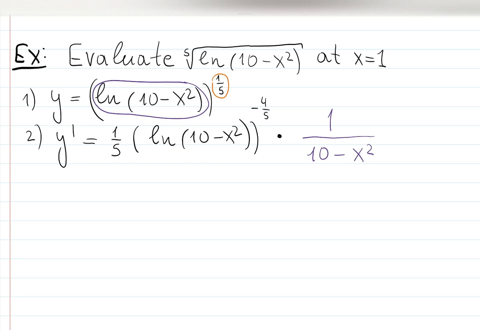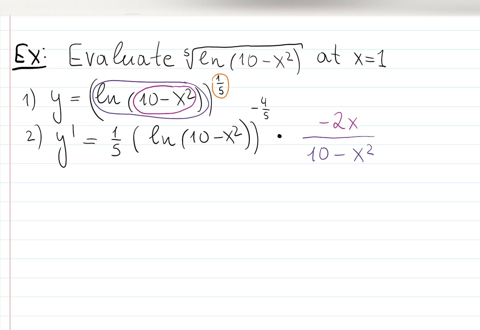Now chain rule says you can look even deeper inside and multiply by the derivative of the function inside. I see 10 minus x squared inside, so multiply by the derivative of 10 minus x squared. I'll put it here in the numerator. That is -2x. Not too bad.